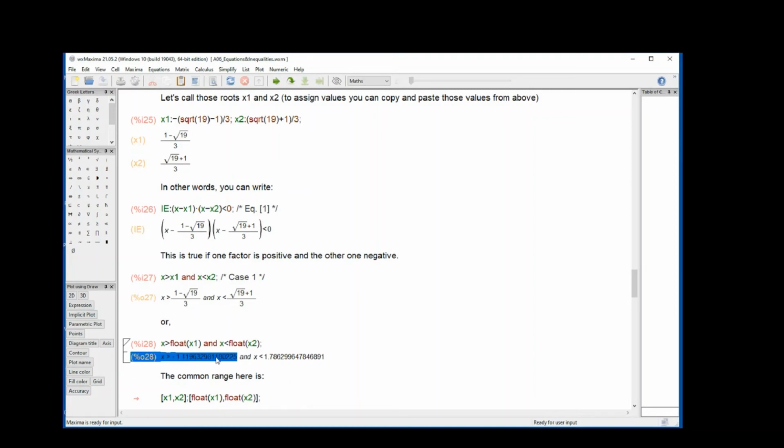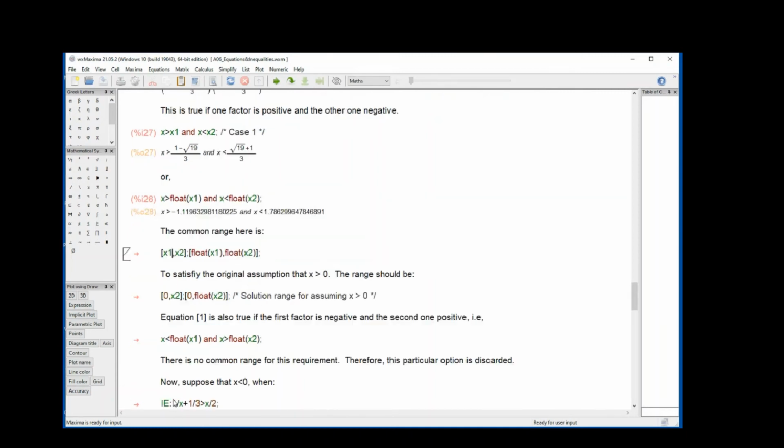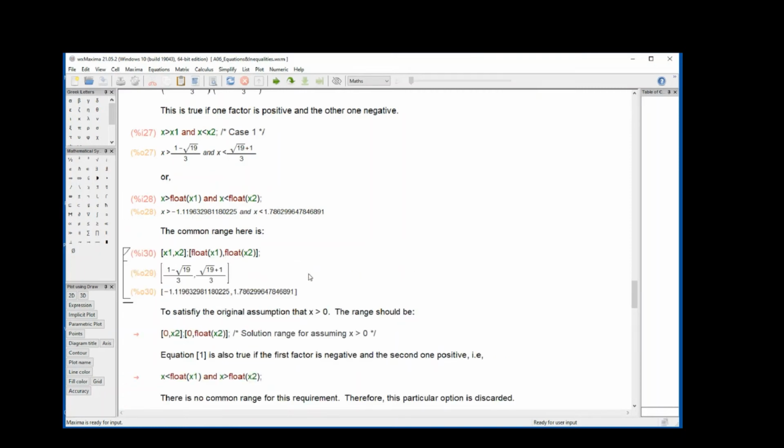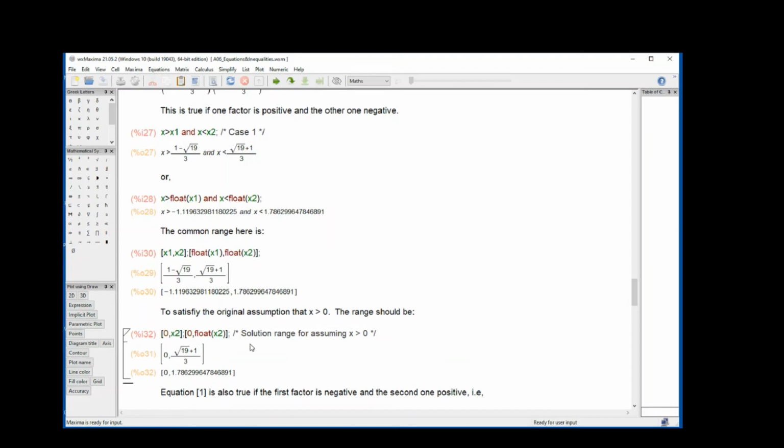So what is common for these two cases? X will be the range contained within those two values, greater than the left one, less than the right one. To satisfy the original assumption that x must be greater than 0, we need to reduce this range from 0 to x2. Negative values will not be considered because they violate the assumption that x is greater than 0. So currently I have this range as satisfying my inequality.